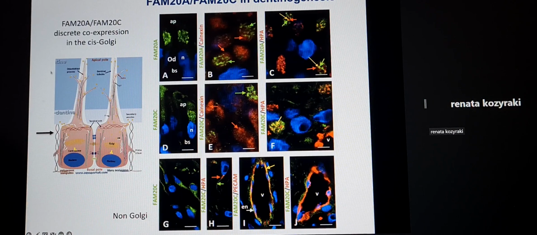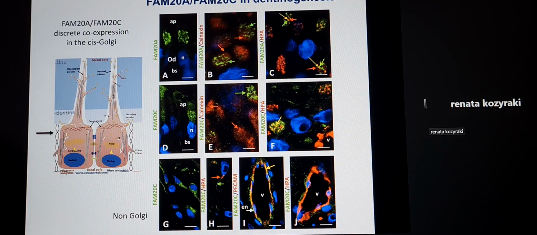And there on the left, you have a cartoon of a human odontoblast, and the arrow shows the area where we can see the bulk of FAM20A and FAM20C signal. This signal appears in green on the top for FAM20A, I'm sorry, and FAM20C here. So both proteins are expressed at the apical pole of human odontoblasts, and they share some co-expression here with the cis-Golgi compartment. In addition, FAM20C has a much wider expression within pulpal cells and endothelial cells.